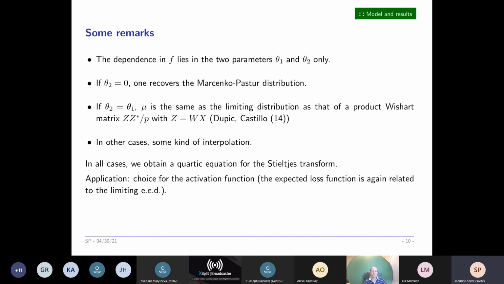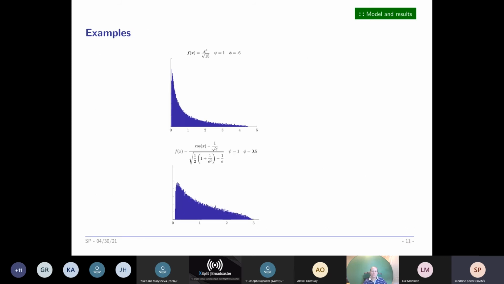So to finish with this slide, this may be also of use regarding machine learning applications, because one can easily compare the error we make by choosing one activation function or another. So this may help in comparing, in a very rapid way, activation functions. Okay, we can change.